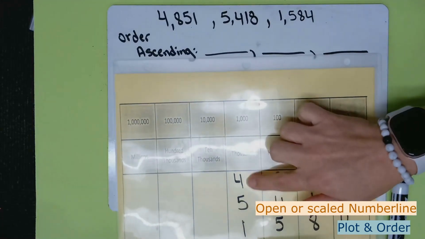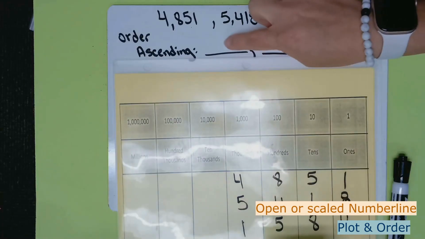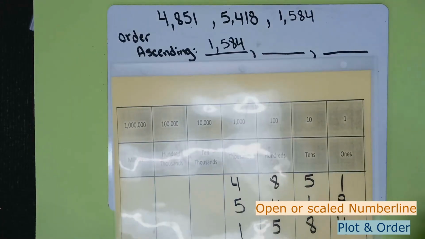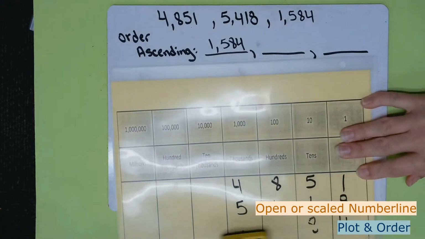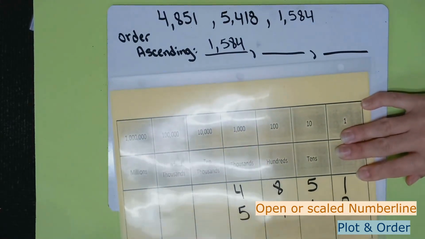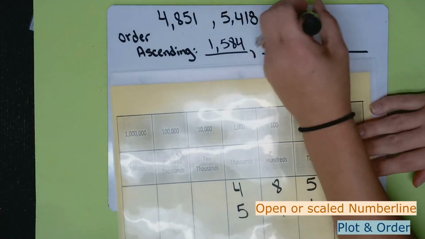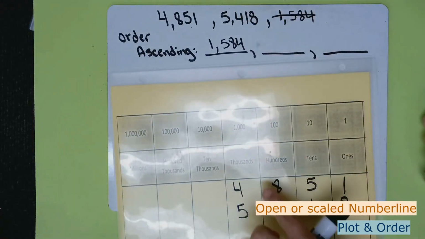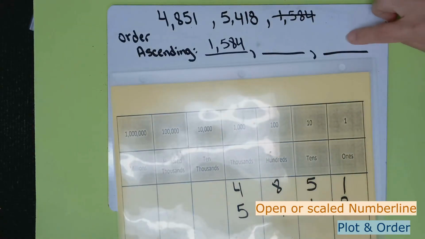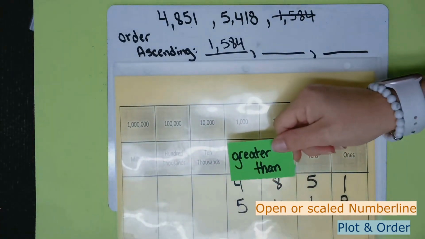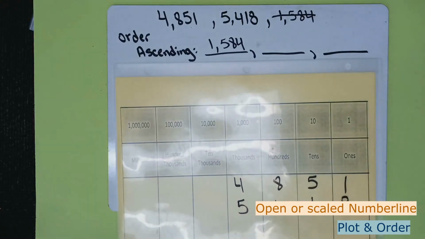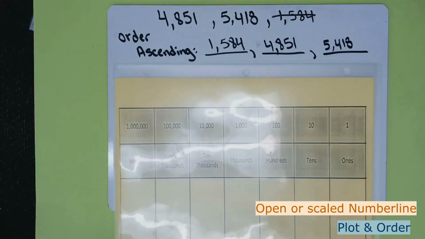Here, helping students look at the largest place value to start comparing numbers and using cards such as less than or greater than to have the conversation about is 1 less than or greater than 4,000. Once students have placed a number, then we go ahead and get rid of it from our options. Now we're looking for the number that belongs at the end in this ascending order.